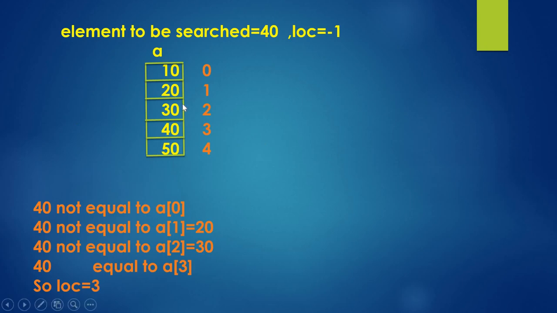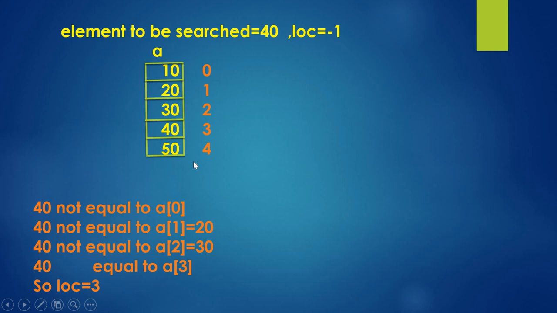Here, after checking, 40 is equal to A of 3. Here we got 40 equal to 40, so we print location equal to 3. The remaining element is 50. We don't want to search or compare this element. That's why we put the break statement here. Element equal to A of i means location equal to i, and then break, so the remaining elements will not be checked.